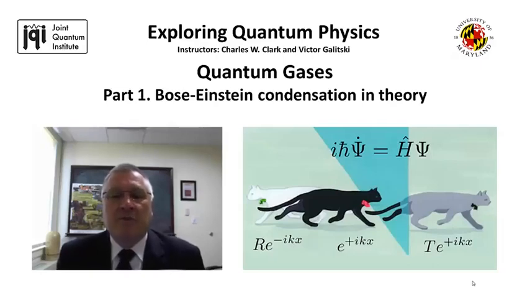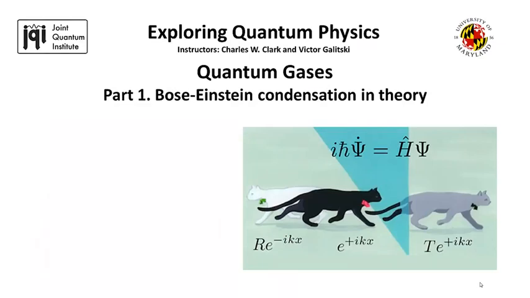I'm Charles Clark. We're now beginning the last week of lectures, which are going to focus on current research topics. And we'll begin with a study of the state of the art in quantum gases. We're going to begin by looking at the problem of ultra-cold Bose-Einstein gases, which lead to the famous phenomenon of Bose-Einstein condensation. So we'll start by seeing how that concept originated.